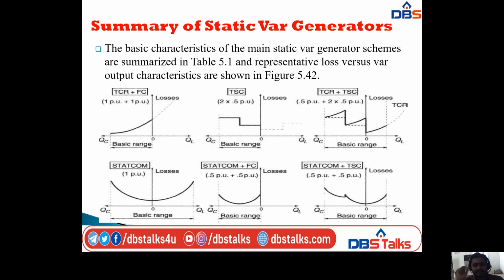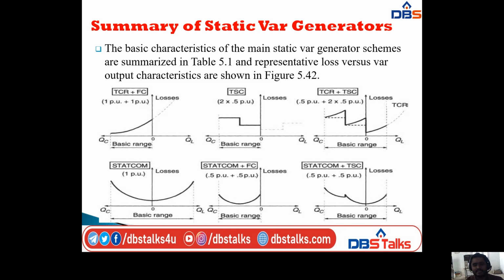Okay, and next coming to the TSC type. In this one, the diagram is also drawn between loss versus var output characteristics. Here also the basic range of the losses is in the capacitor region only, but here we have a step-like change in the losses. On the left hand side I am giving the thick lines and on the right hand side the dotted lines. The dotted line variation is for the inductor region and the thick line variation is for the capacitor region.